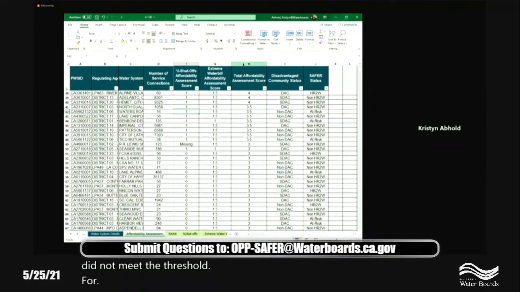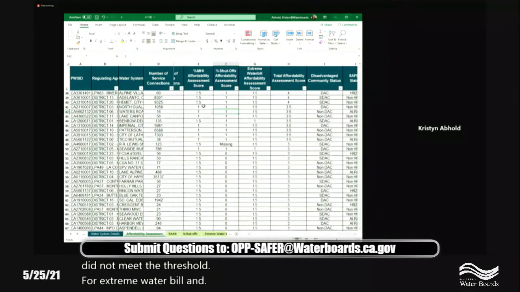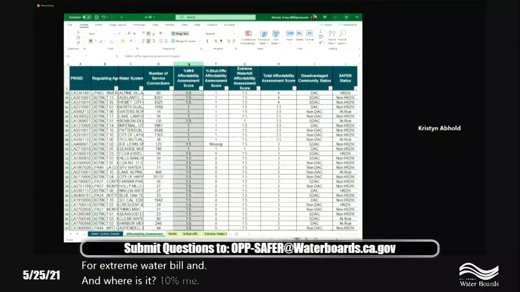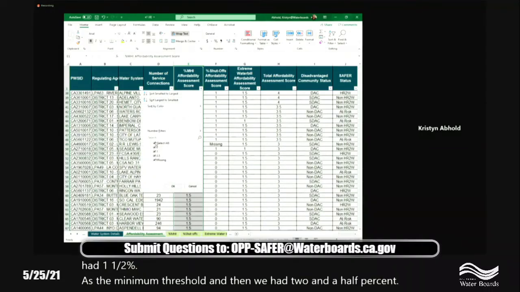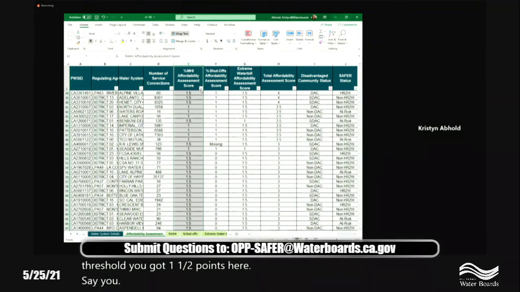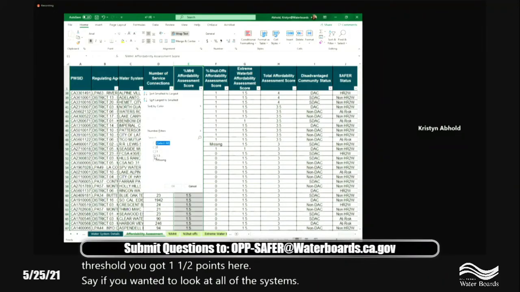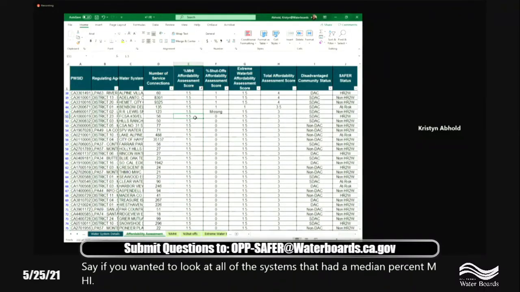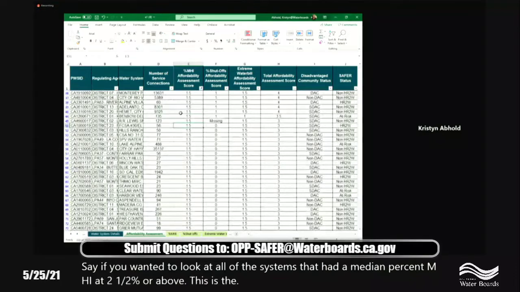For extreme water bill and percent MHI, we had two thresholds. For percent MHI, we had 1.5% as the minimum threshold, and then we had 2.5% as the upper threshold. So if you hit the minimum threshold, you get 1 point. If you hit the upper threshold, you got 1.5 points here. So if you wanted to look at all of the systems that had a median percent MHI at 2.5% or above, this is the list of systems.